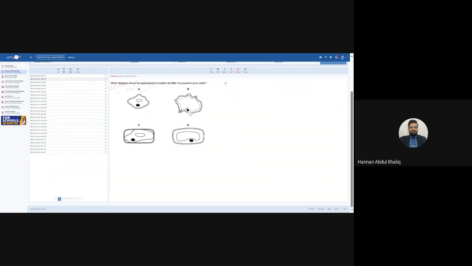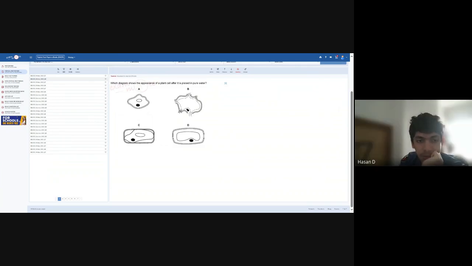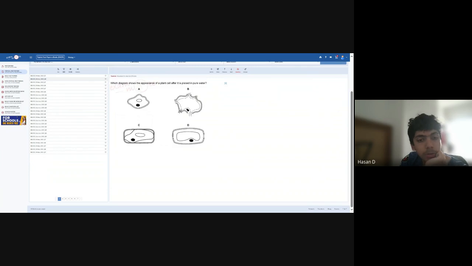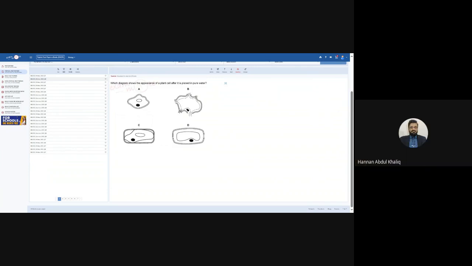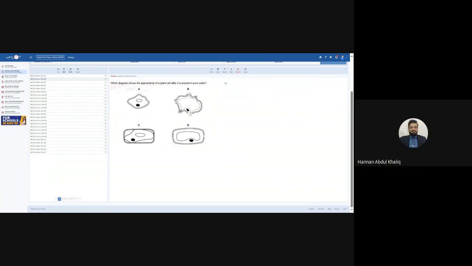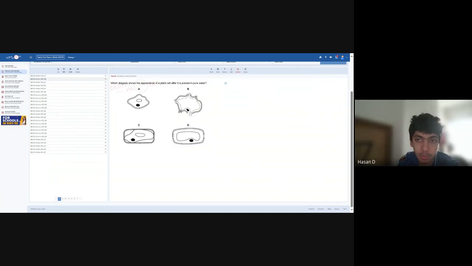It's only the animal cell that could burst, not the plant cell, because the cell wall is very strong. It bears the pressure. So it's not A, not B. Then the possibility is C, because the water is going inside, that's making the cell expand. But with cell D, it's basically just normal.